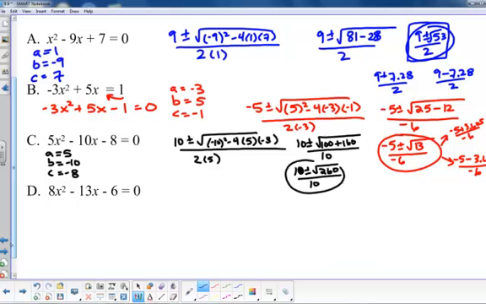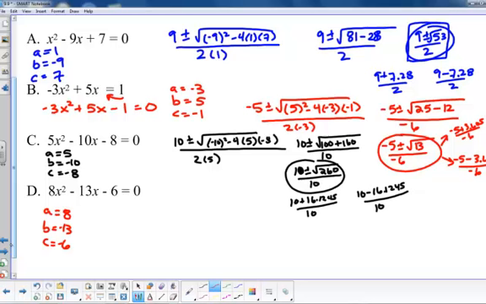Again, this is a totally fine answer. You could go through and solve 10 plus 16.1245 divided by 10 and 10 minus 16.1245 divided by 10, or you can just leave it. And last, A is 8, B is negative 13, and C is negative 6.